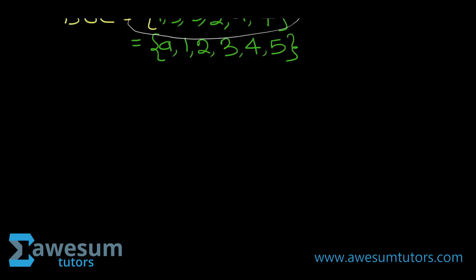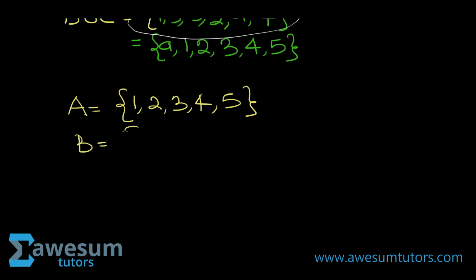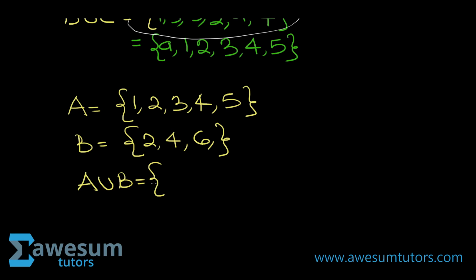Let's say you also have a set A. Set A is 1, 2, 3, 4, 5. And set B is 2, 4, 6. And you have been asked to find A union B. How do I find A union B?